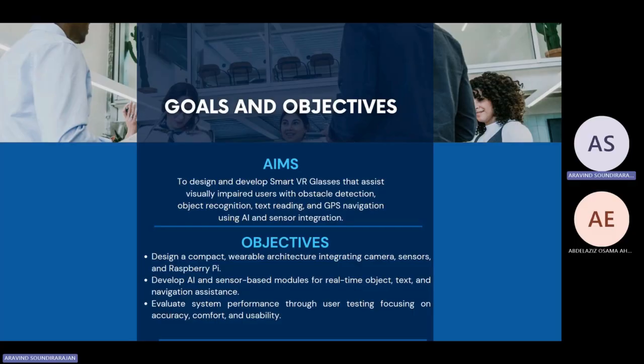Our objectives: design a compact wearable architecture integrating cameras, sensors, and Raspberry Pi; develop AI and sensor-based modules for real-time object, text, and navigation assistance. And our last and final objective is to evaluate the system performance through user testing, focusing on accuracy, comfort, and usability. We want to make sure that the glasses give the most accurate values, which helps the users and assists them properly without any errors.